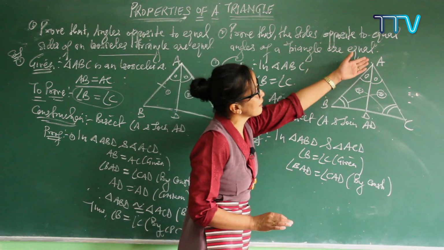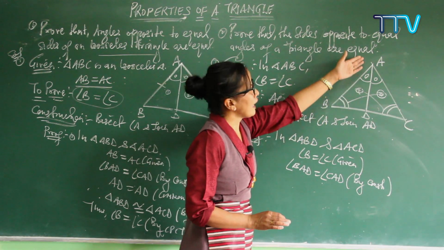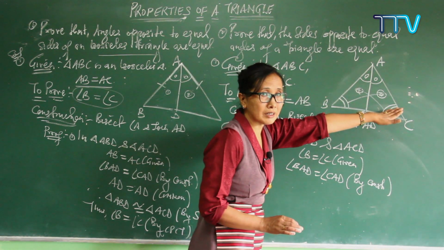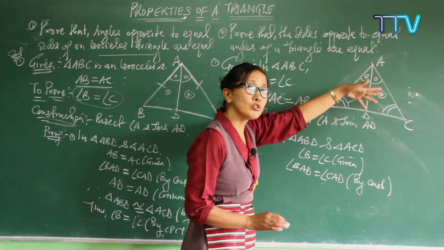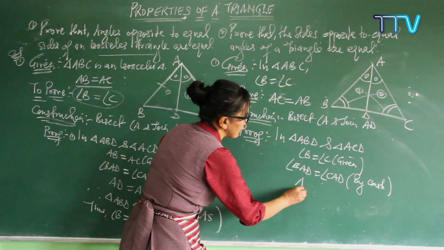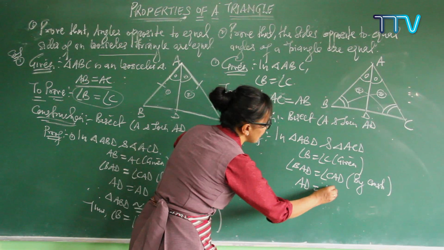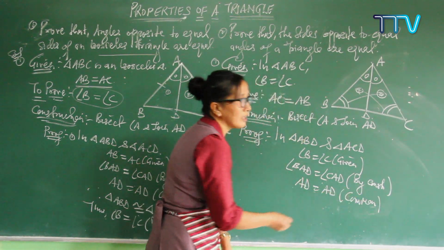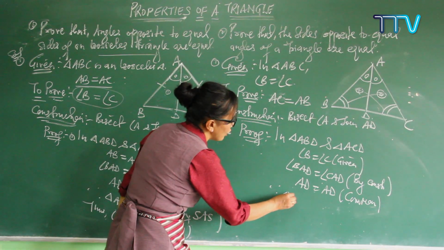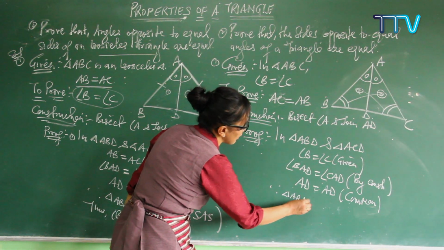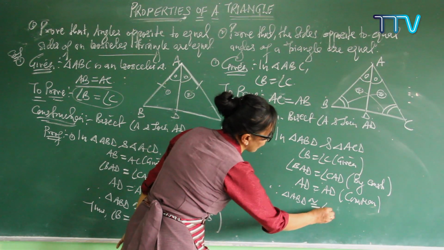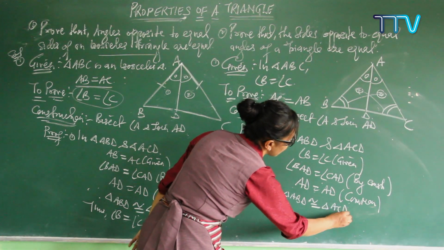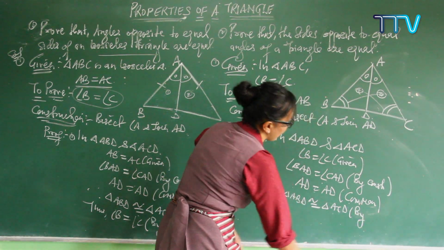So see here again, yes, AD belongs to this triangle and AD also belongs to the second triangle. That means AD is common to both the triangles. Okay, so write it down again: AD is equal to AD. Here you can write it down as common. Do you get it? And therefore triangle ABD is congruent to triangle ACD by which rule do you use?